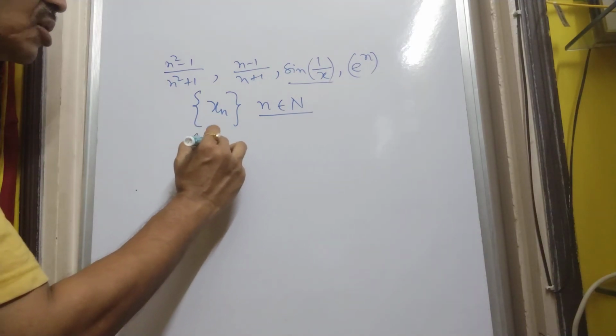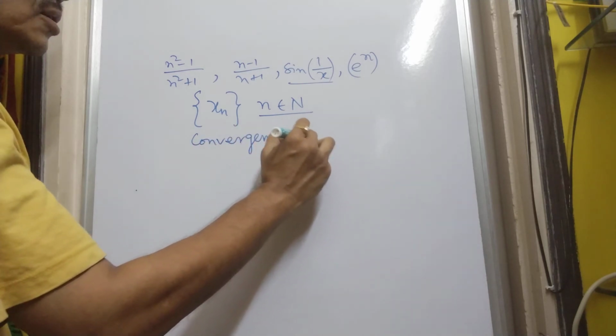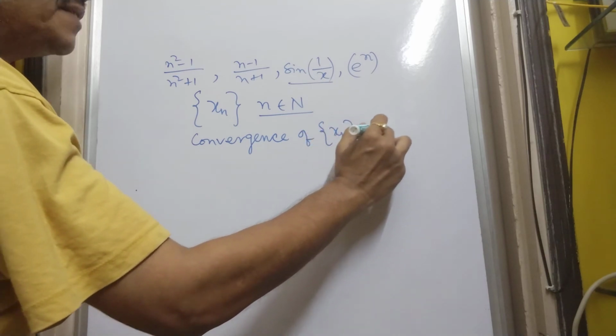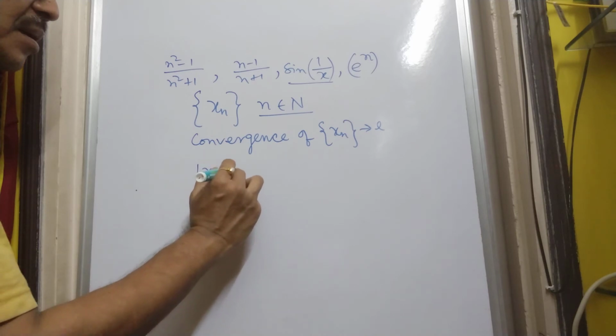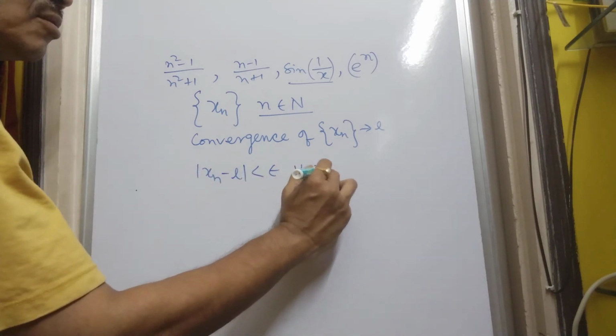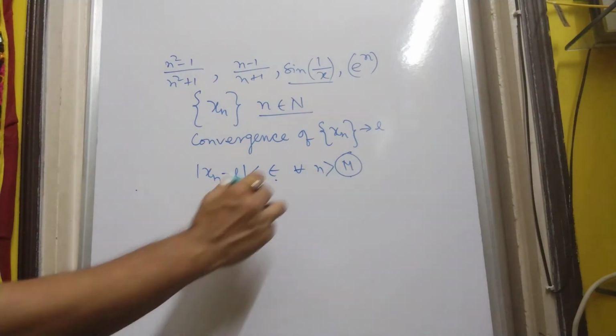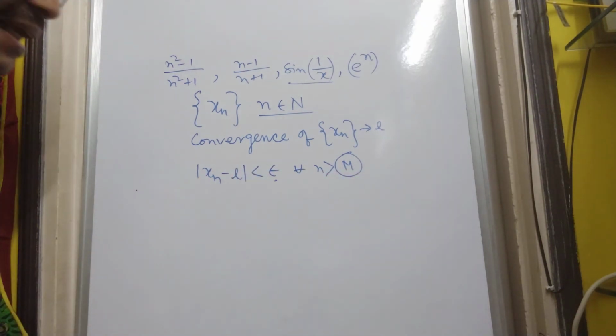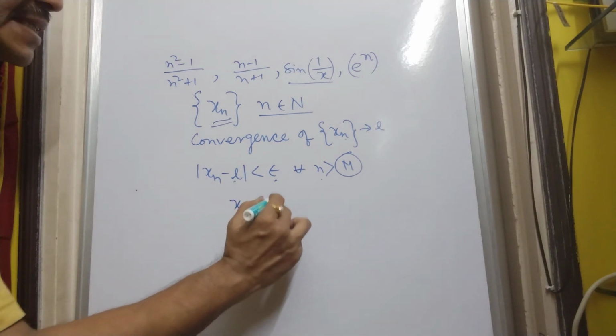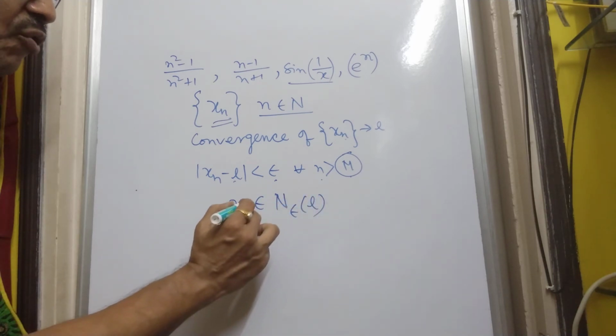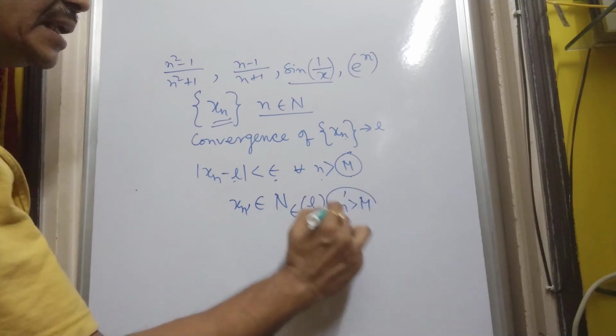Now, what is the concept of convergence of this sequence? Convergence of this sequence xn to a specific value L means this for all n larger than a prefixed large number capital M. This M is arbitrarily large and this epsilon is arbitrarily small. The meaning of this line is that after a particular value of this natural number, all the members of the sequence get closer to L, or we may write that xn is in the epsilon neighborhood of L for all n greater than a prefixed large M.